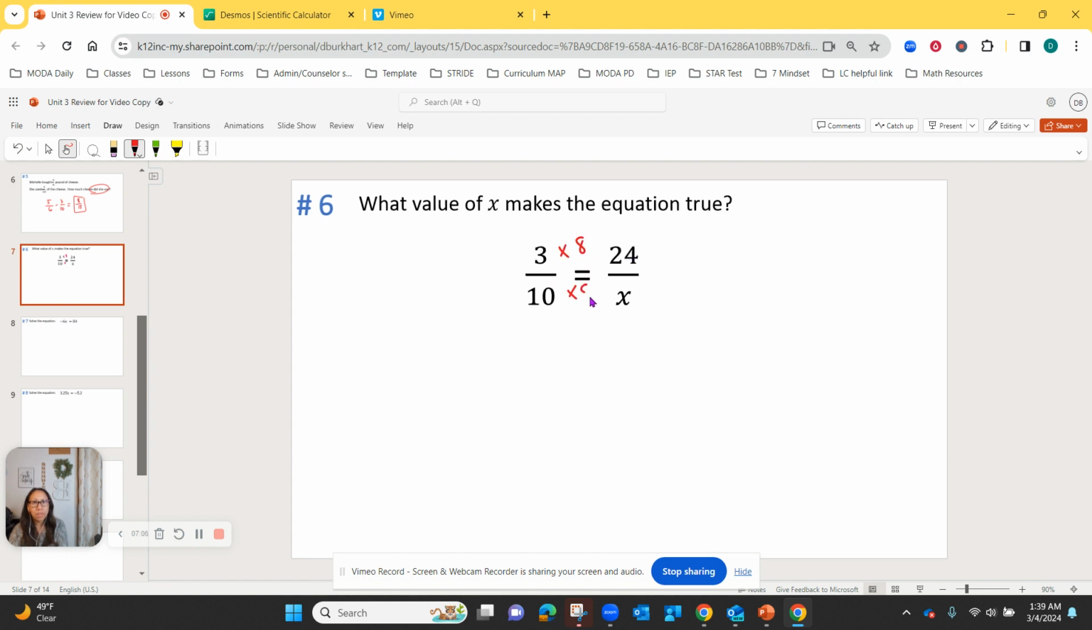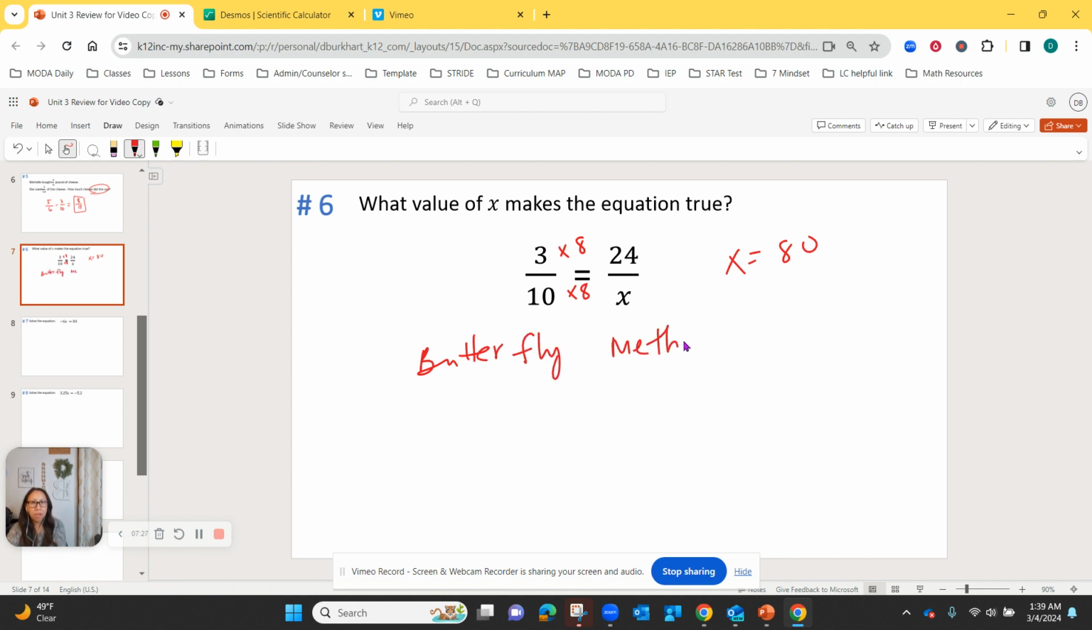So that means the x right here is equal to 80. Okay, so if you're multiplying times 8 to 10, then that x will be 80. Now, another way of doing this one is using the butterfly method, okay, to find the value of x.